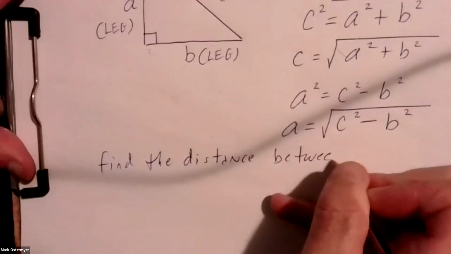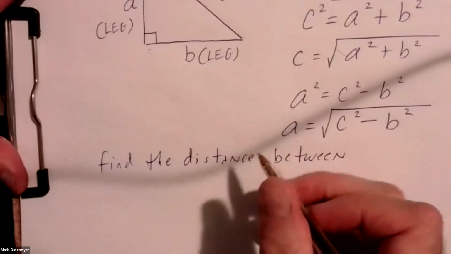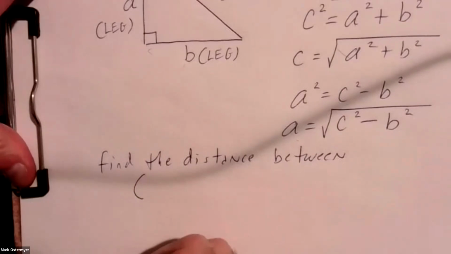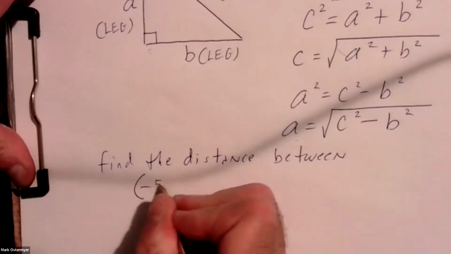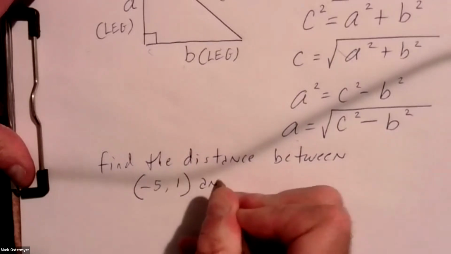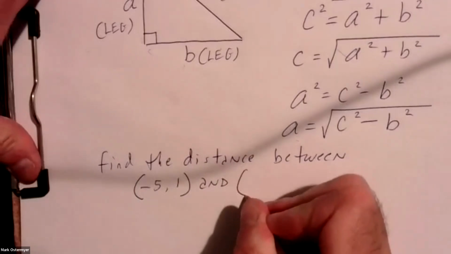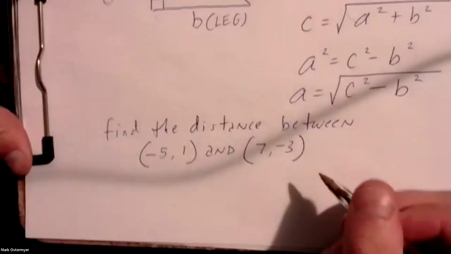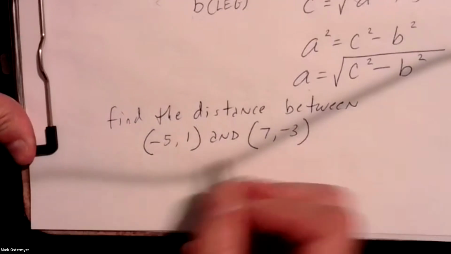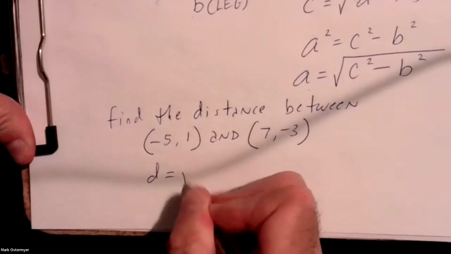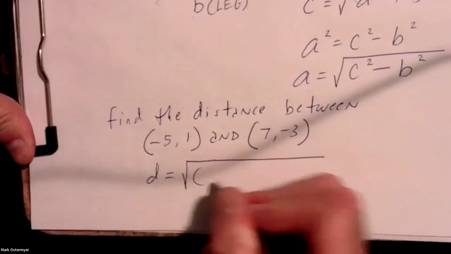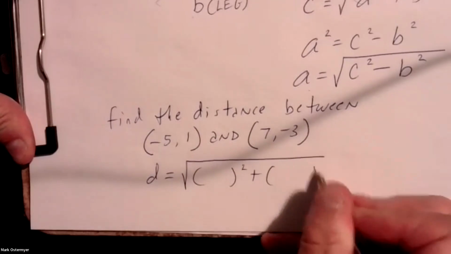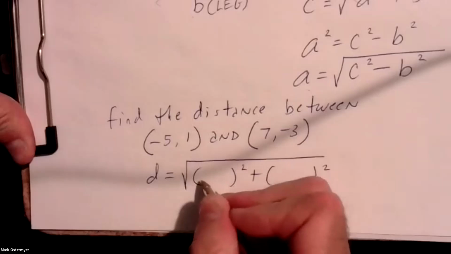Between these 2 points in the plane, my 2 points are going to be (-5, 1) and my other point is going to be (7, -3). So therefore, to find the distance between these 2 points, I'll call D. It's going to be the positive square root of the sum of the squares of the differences between the coordinates of these points.